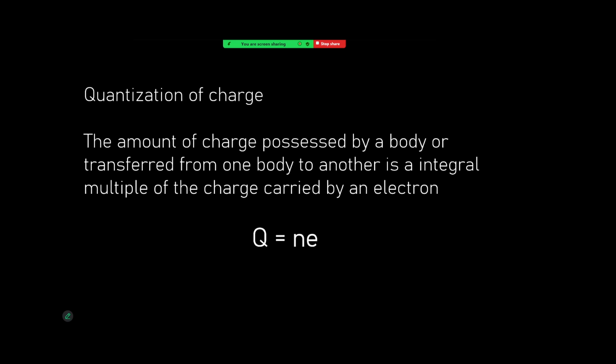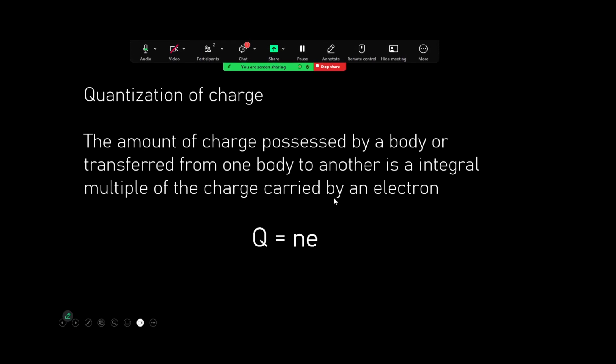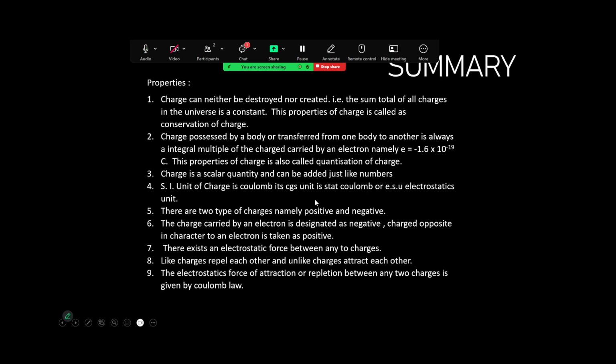So the amount of charge possessed by a body or transferred from one body to another is an integral multiple of the charge carried by an electron. So Q, or the charge at any given point of time, whether it is going from one body to another or one body is having it, is simply equal to the number of electrons that is transferred or it possesses. So Q equals N into E. Of course, the charge could be positive, then we take E as positive. If it is negative, then we take E as negative. Remember that the value of E is 1.6 into 10 raised to minus 19.